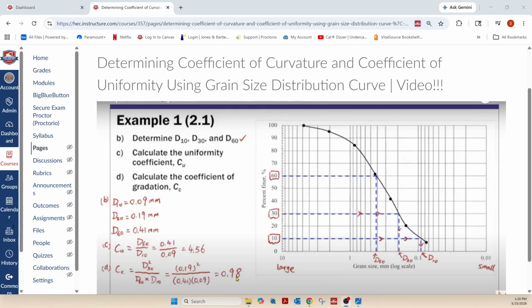Remember, don't confuse these with group indexes, but just notice the size of the number or the amount that it says. The coefficient of uniformity and coefficient of curvature have little or no meaning when more than 5% of the soil is finer than a number 200 sieve opening. So keep that in mind.